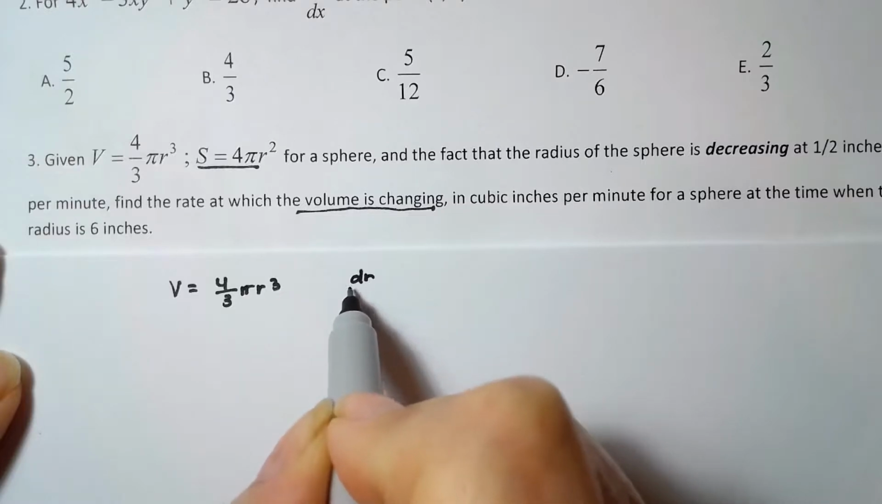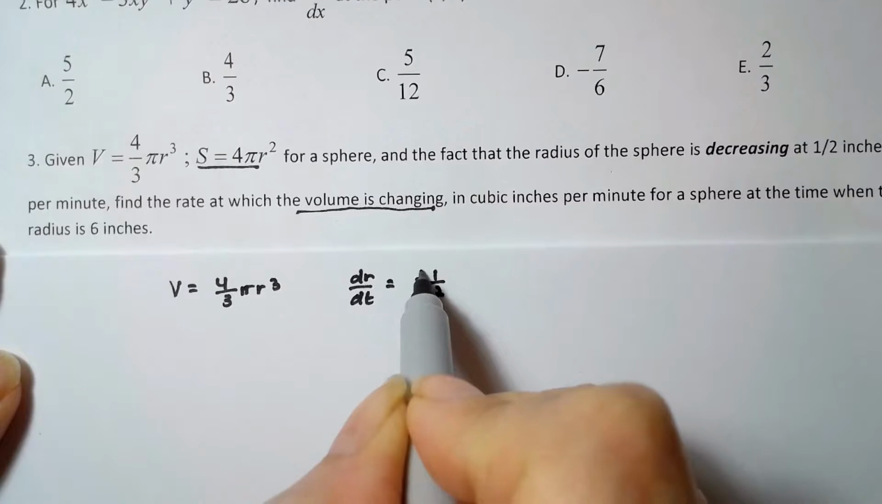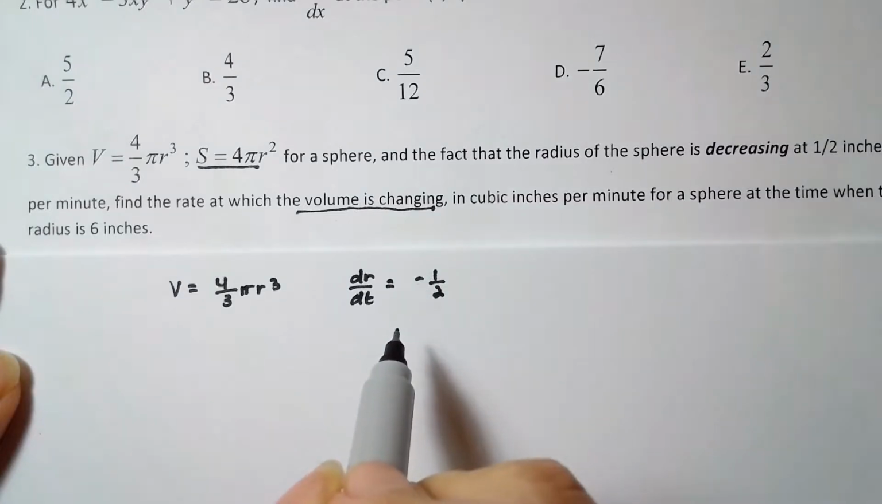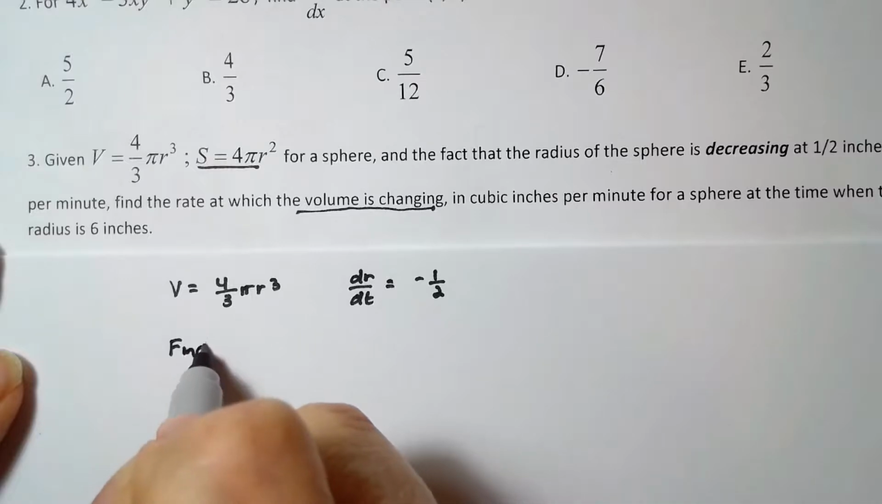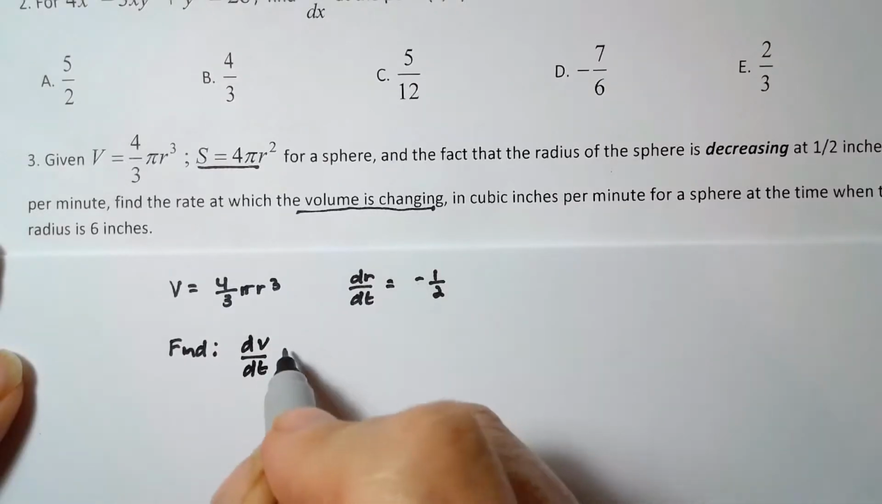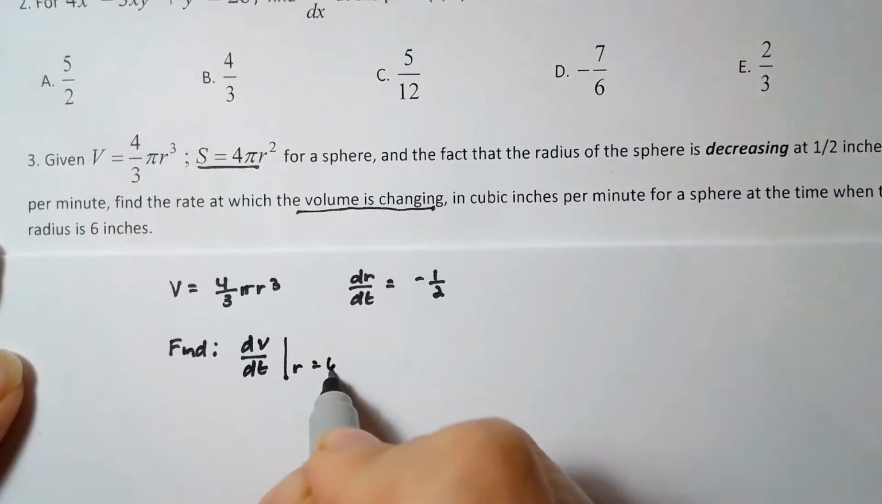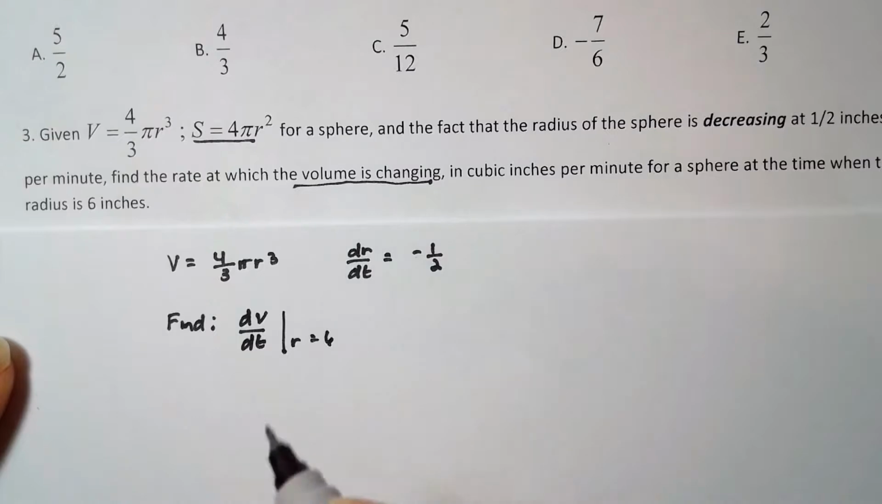That's a rate of change. So dr/dt is equal to -1/2 because it's decreasing. Remember, we include a negative there. Okay? We want to find the rate at which the volume is changing when the radius is 6. Okay? Easy peasy. Spheres are the easiest one.